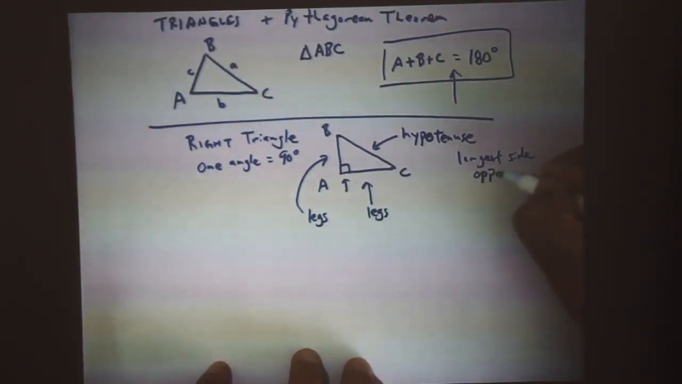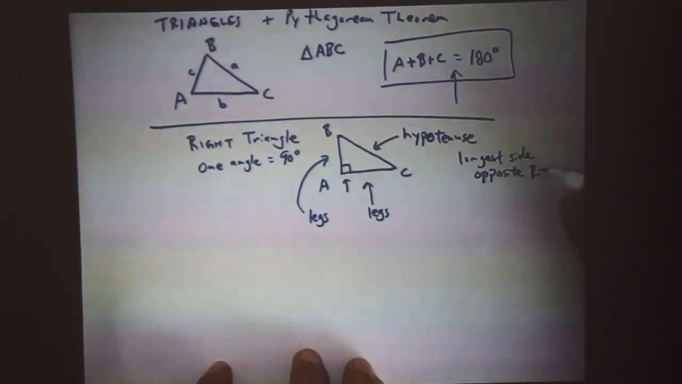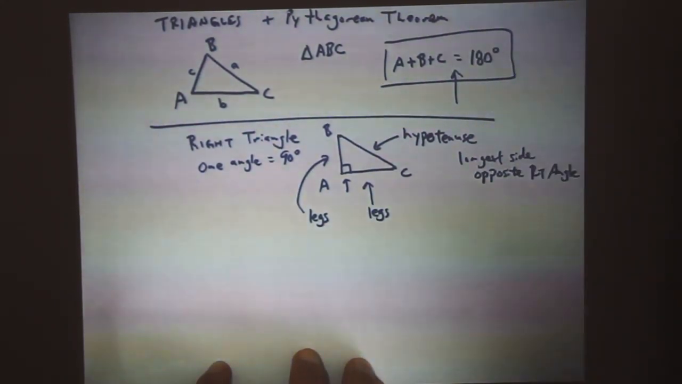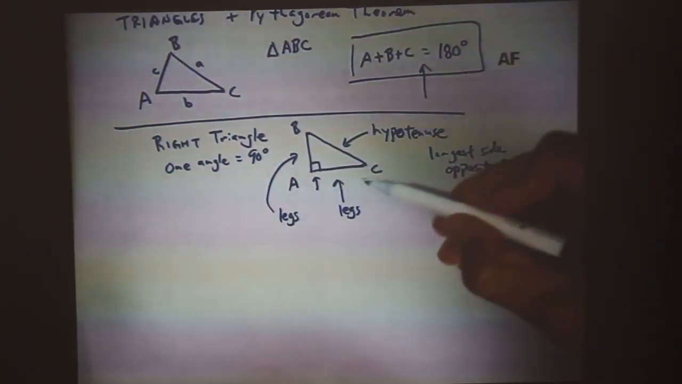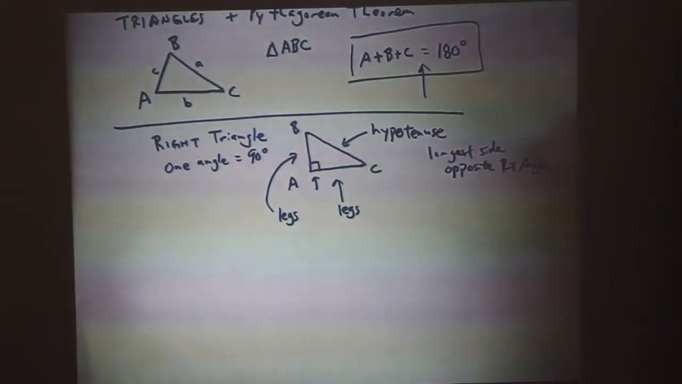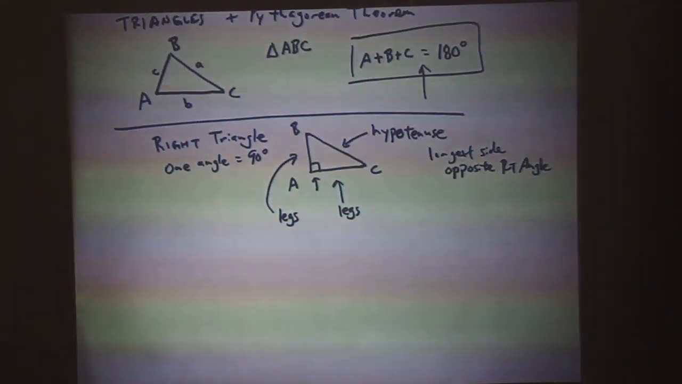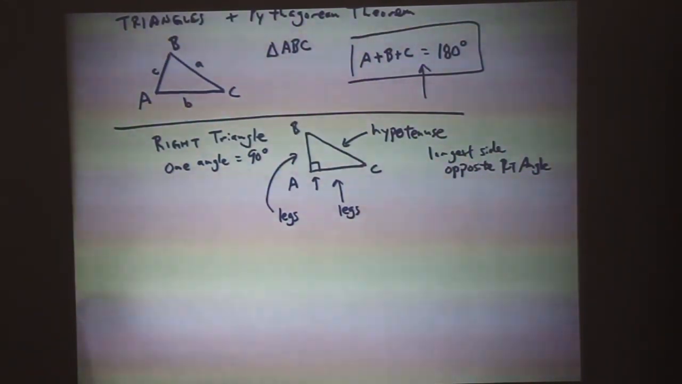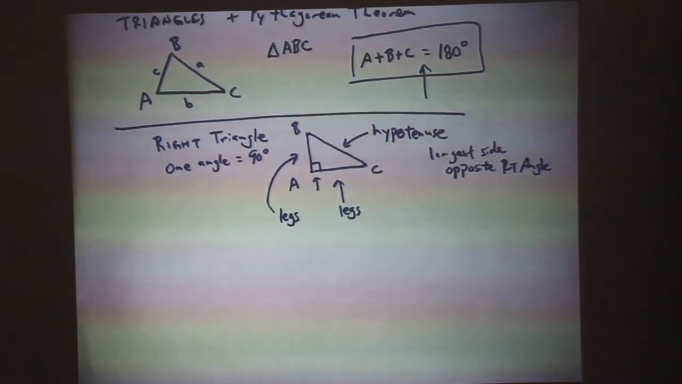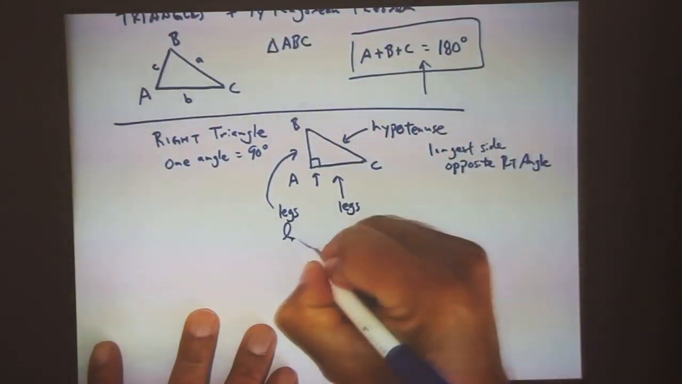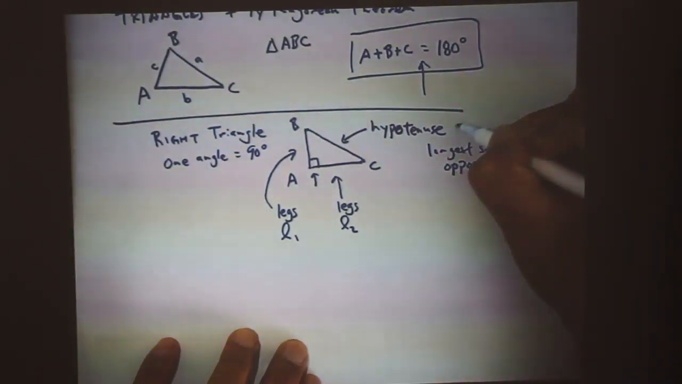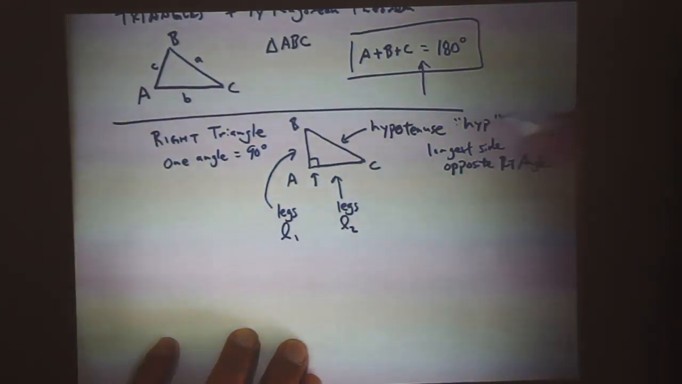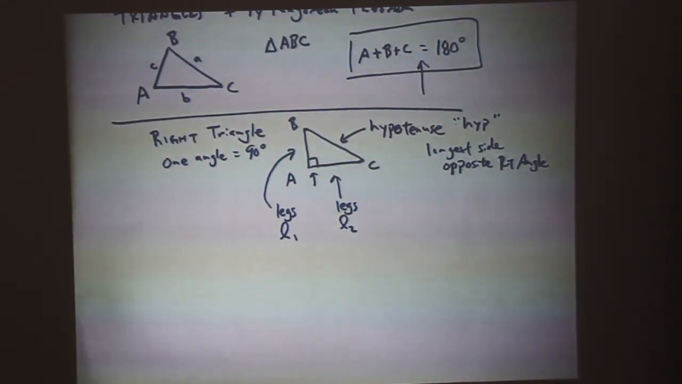And it's the longest side because it's opposite the right angle. The right angle is 90 degrees. It will always be the biggest angle. Therefore, the side across from it will be the longest side. That's the relationship between the angle measurements and the side lengths of a triangle. So two legs, we call them leg 1 and leg 2 respectively. And then the hypotenuse, we abbreviate that HYP for short in math. So two legs and a hypotenuse. Alright.